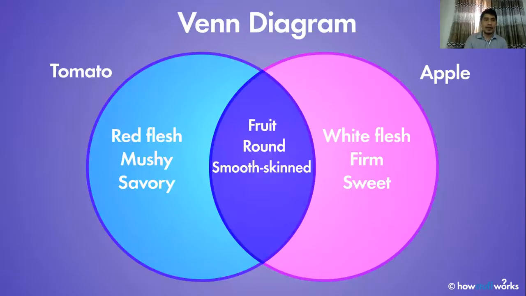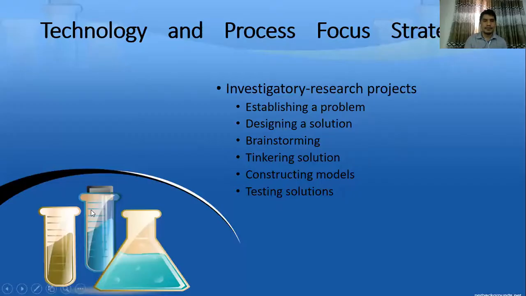So here's an example of a Venn diagram. We look at the similarities and differences. This is a Venn diagram of tomato and apple. In the middle are their similarities, and on the two sides are the distinct qualities or characteristics of the fruits.